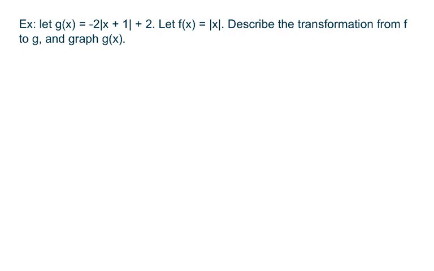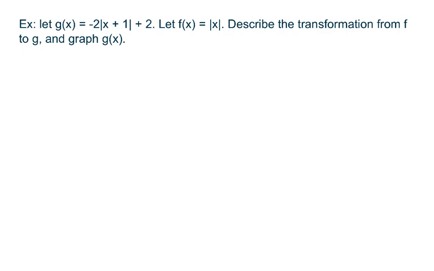All right, so we've got one more example here to talk about. Let g of x equal the negative 2 times the absolute value of x plus 1, plus 2, and let f of x equal the absolute value of x. Describe the transformation from f to g and graph g of x. Okay, so we've got a lot going on. So this is kind of vertex form. Okay, so we can kind of think about that.